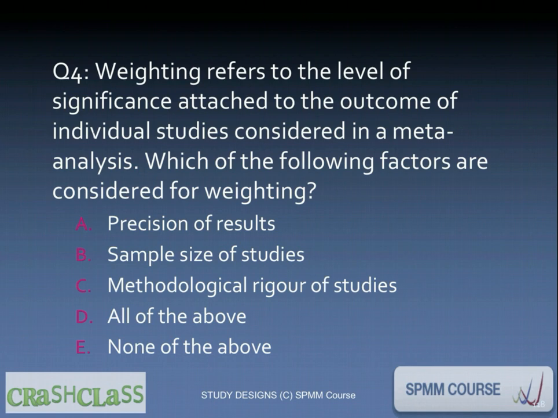Which of the following factors are considered for weighting? Precision of results, sample size, methodological rigor, all of the above, none of the above. So you know the answer, all of the above.